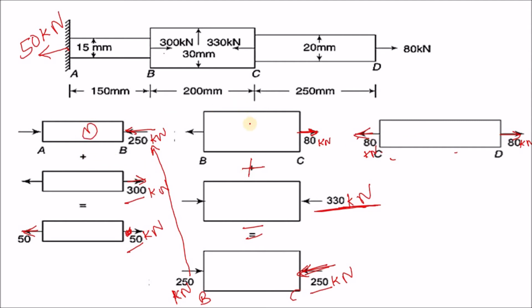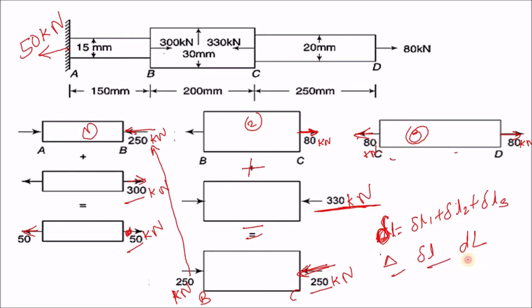This is segment 1, you can say 2, 3. Then we can solve the problem, and we can find delta using the formula delta equal to delta L1 plus delta L2 plus delta L3. Delta L equal to, okay. In this way you can find the answer. There are a lot of symbols. Some use simply delta, some use delta L, some use DL. You may find different types of symbols, so don't get confused by that.